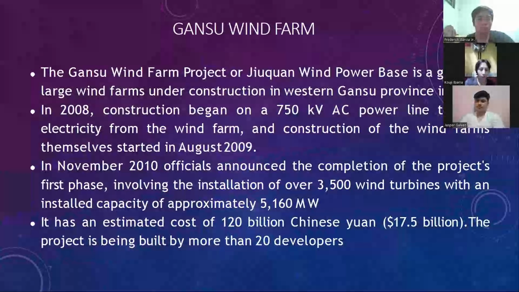In November 2010, officials announced the completion of the project's first phase, involving the installation of over 3,500 wind turbines with an installed capacity of approximately 5,160 megawatts. It has an estimated cost of 120 billion Chinese yuan, or 17.5 billion US dollars. The project is being built by more than 20 developers.